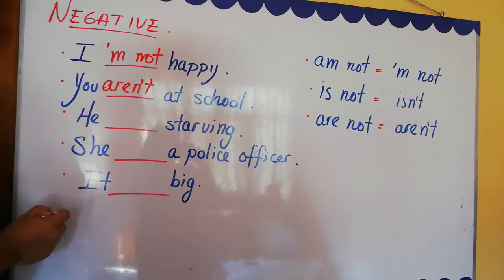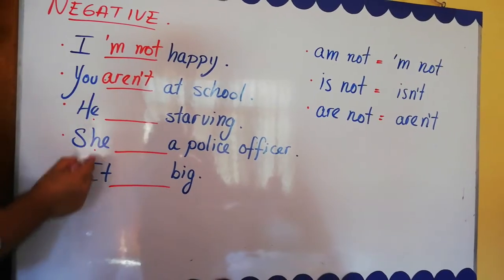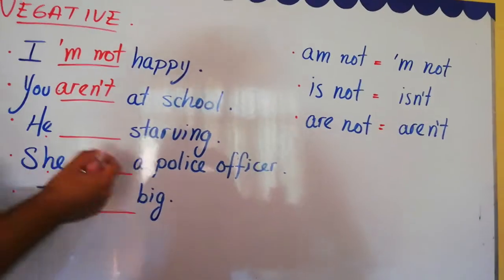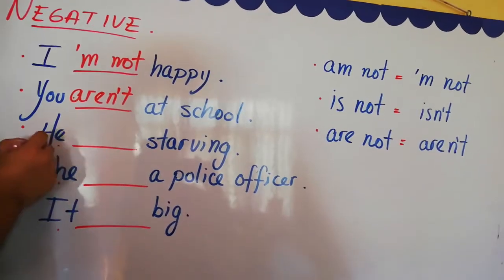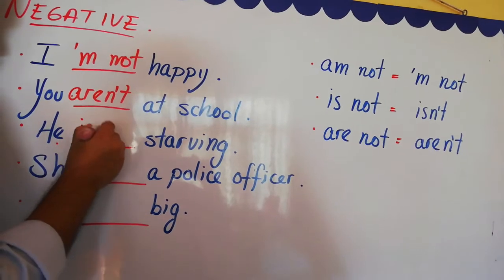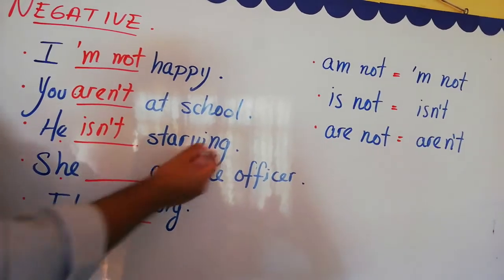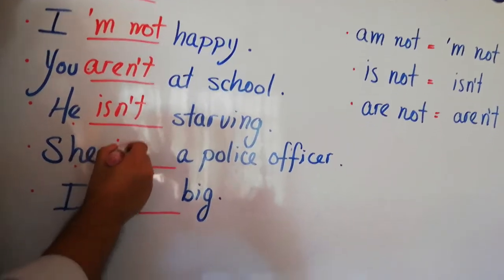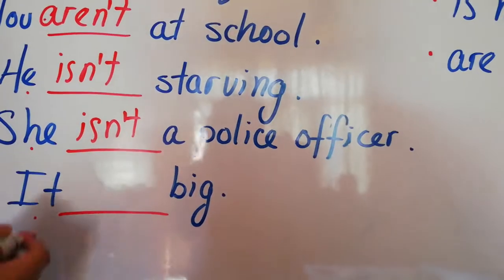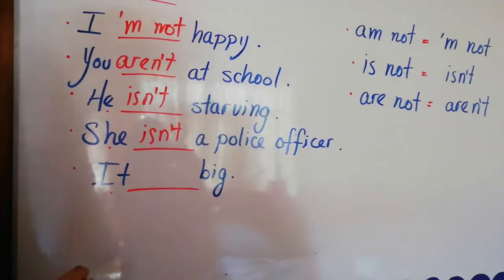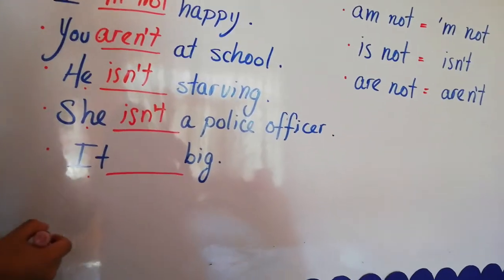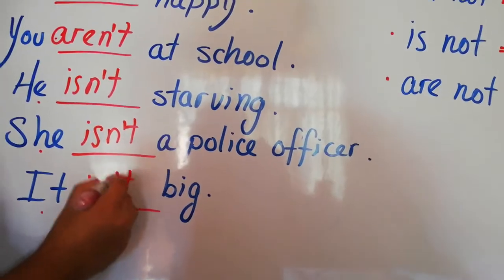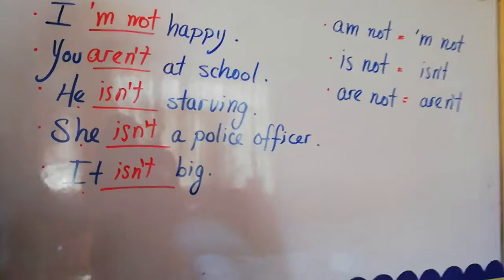Here, remember that we have now he, she, it. What is gonna be the correct verb be? In this case, yes, he isn't starving. She, perfect, isn't a police officer. Correct. And finally, it isn't big. Perfect, my friends.